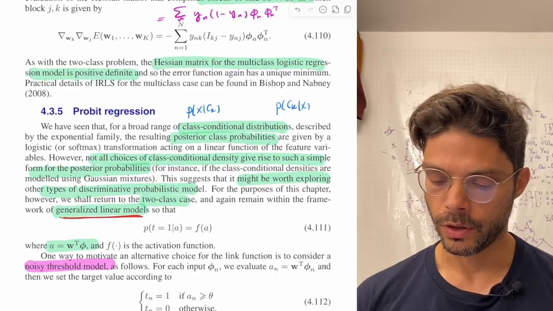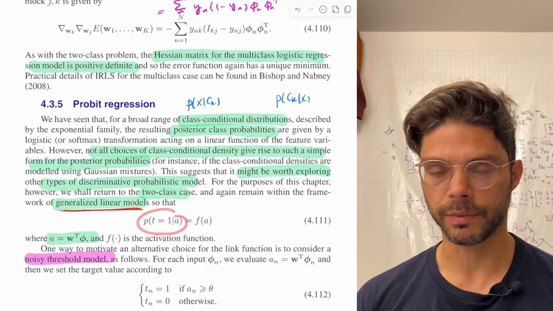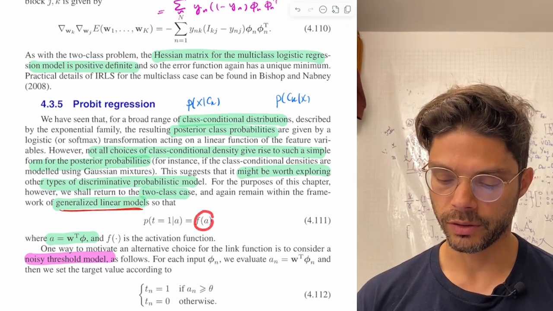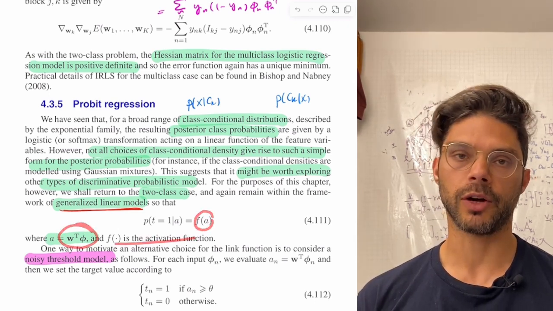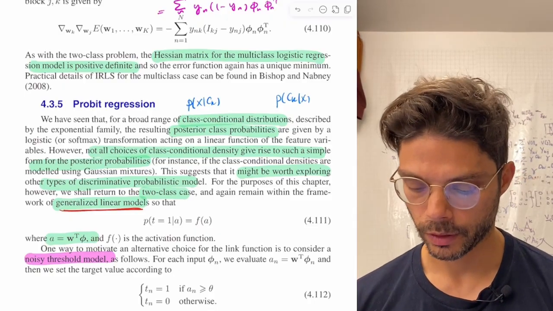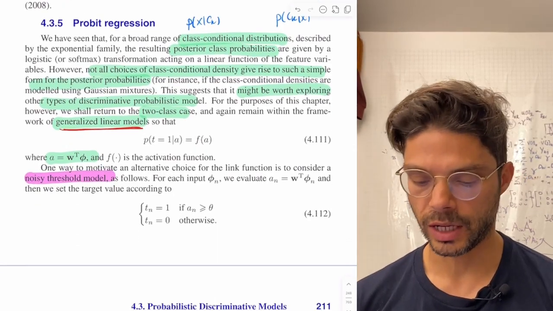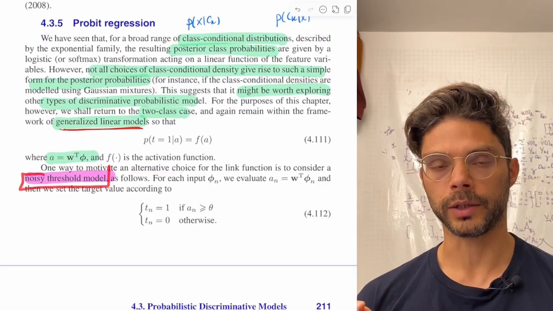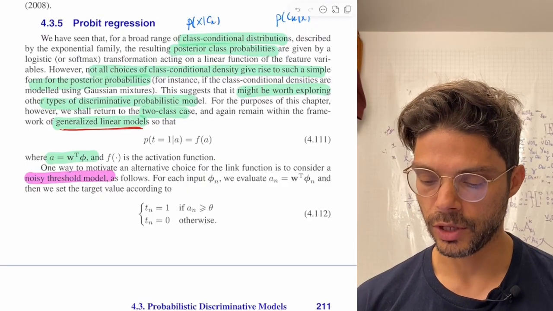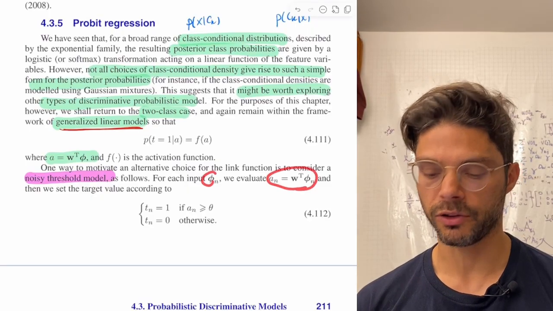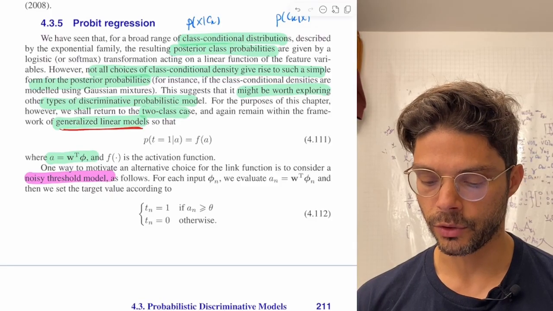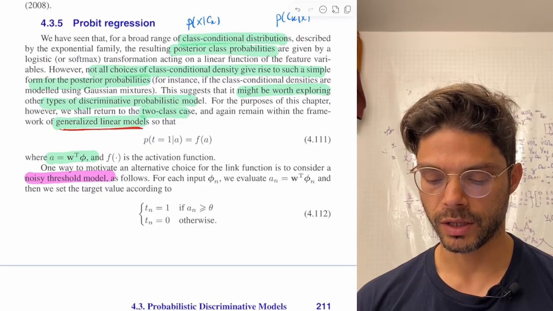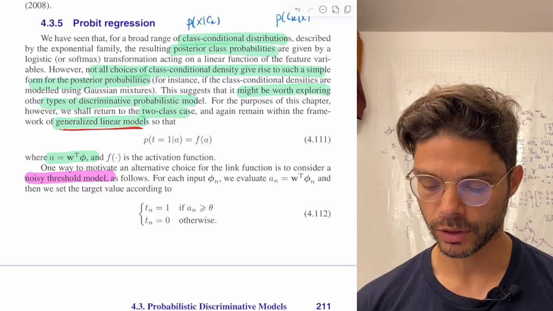Okay, so the posterior probability on a label being 1, given the inputs, is going to be some activation function of some linear function of the features or the inputs. So one way to motivate an alternative choice for the link function is the noisy threshold model. For each input, we evaluate this activation a_n, and we set the value to be 1 if a_n is greater than theta, and 0 otherwise. Okay, so far so good. So just doing a threshold comparison.